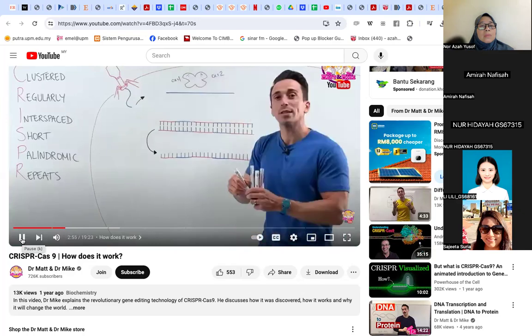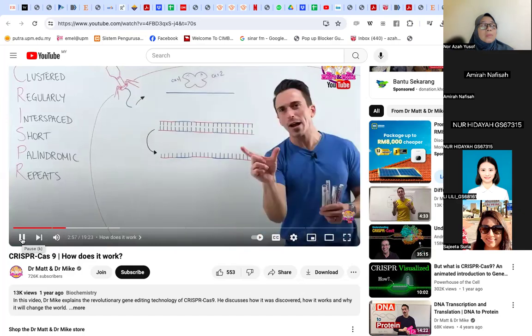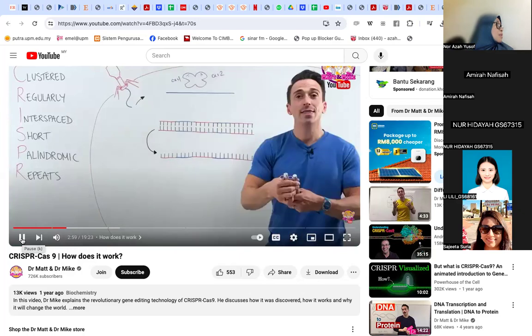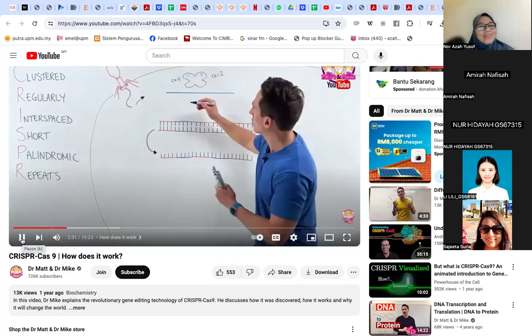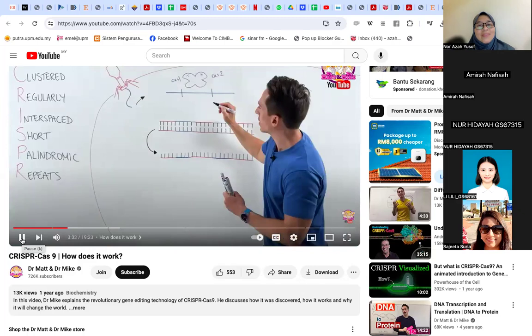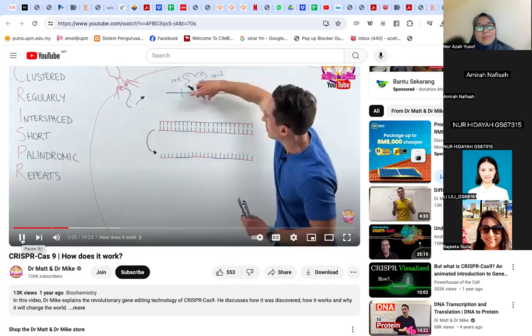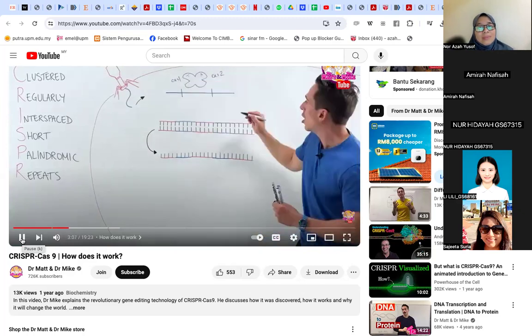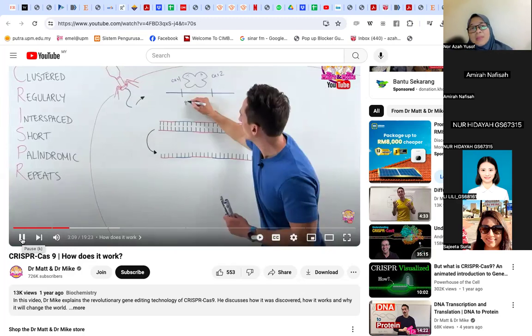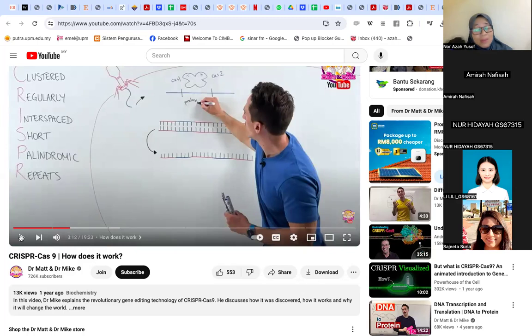What they do is they recognize a particular fragment of this viral DNA and they chop it. So it's going to cut it there and it's going to cut it there. What it cuts, this segment here, we call a protospacer. Okay, remember that, because that's one of the quiz questions. The term spacer, protospacer.